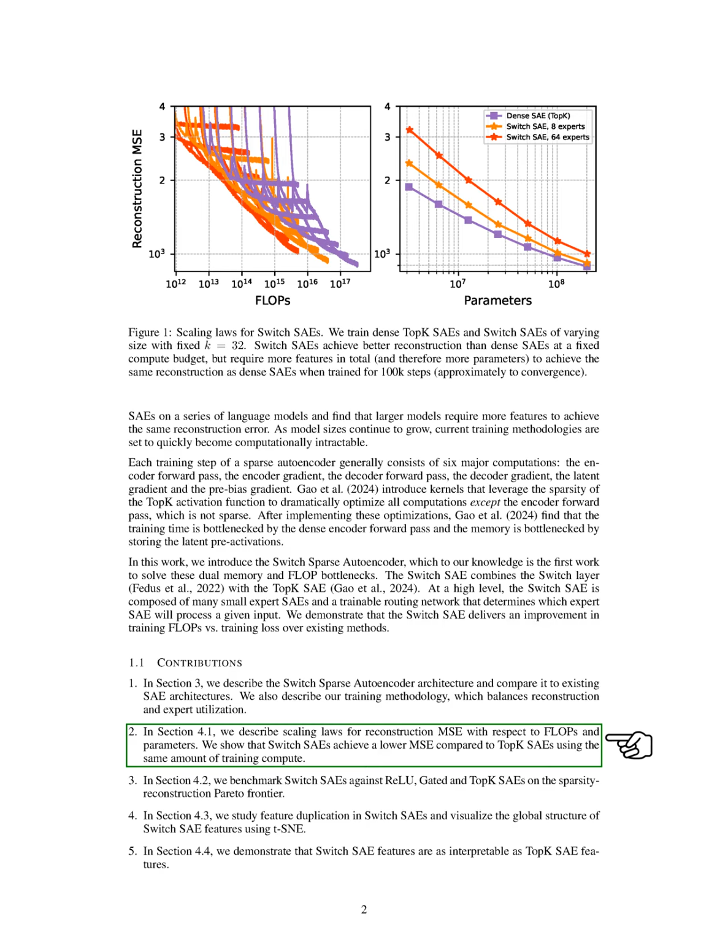We also benchmark switch SAEs against other models on the sparsity reconstruction trade-off and visualize the feature structure using t-SNE. Lastly, we confirm that the features from switch SAEs are as interpretable as those from top K SAEs.